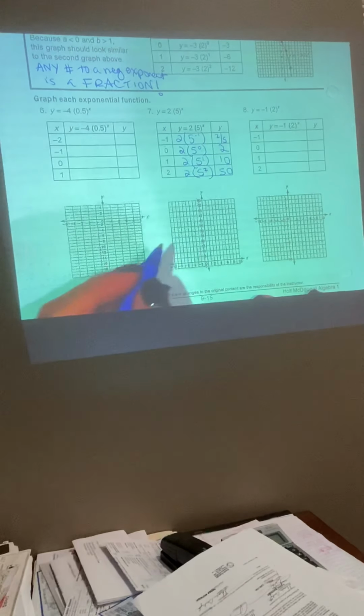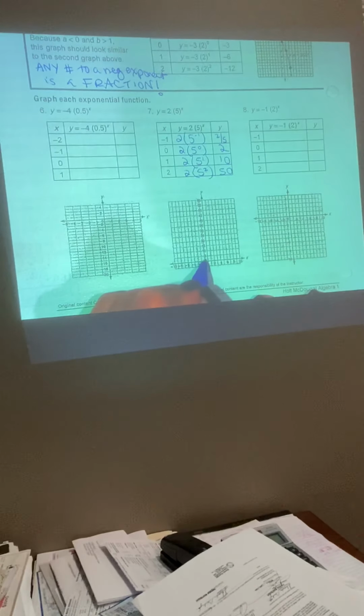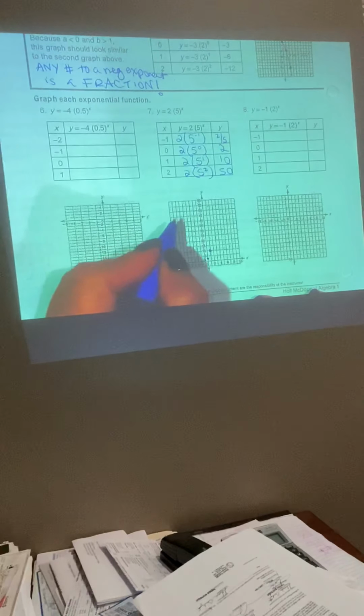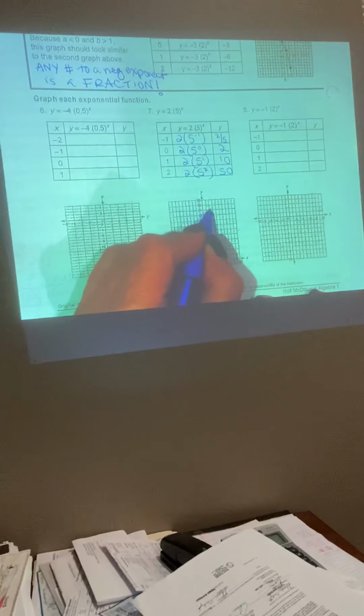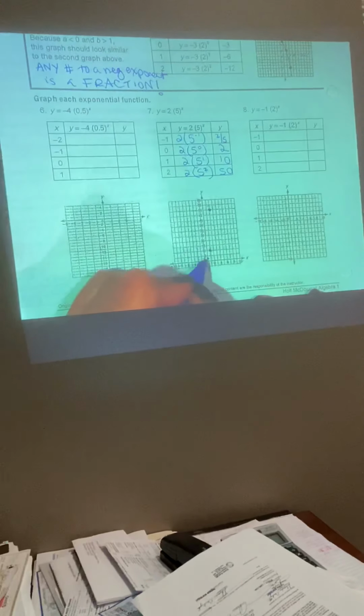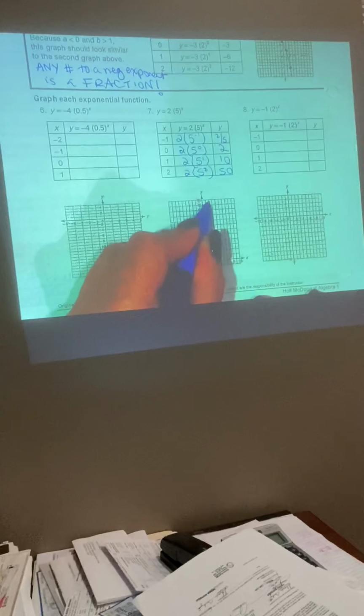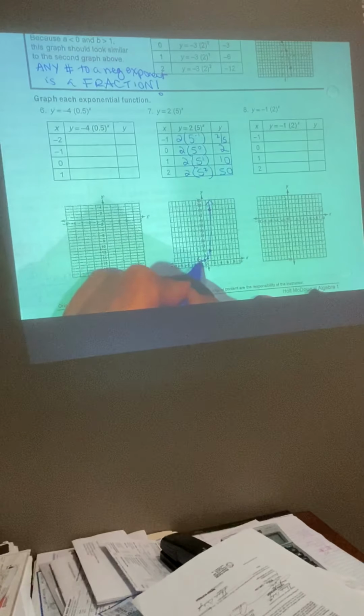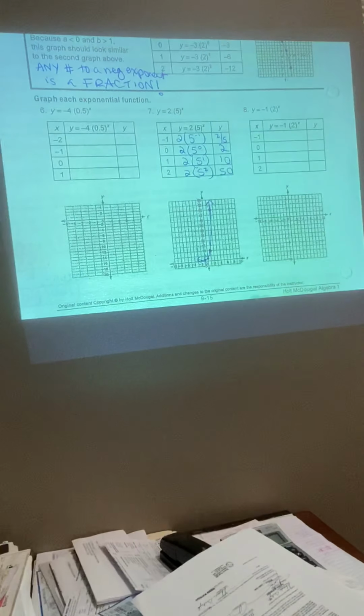-1, 2/5. So here's -1, 2/5. Right there. 0, 2. So it's kind of next to it, just a little bit up more. 1 and 10. And then 2 and 50. And notice it makes a smooth curve. And I'm sorry, these are not the best graphs. It goes very close to the x-axis, but doesn't quite touch it. And you can see the 4 dots.